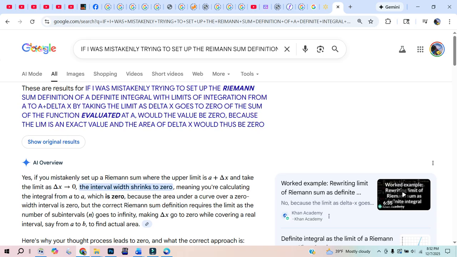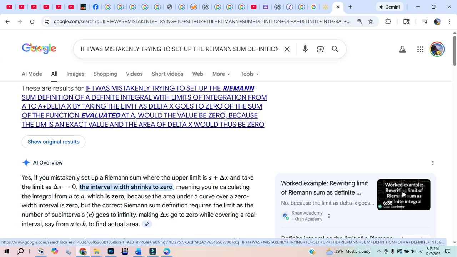If I use even just this symbol right here, this symbol right here is delta x. This is going to be a substantial change. This is different than dx. And so what I was trying to think about was the definition of a definite integral.